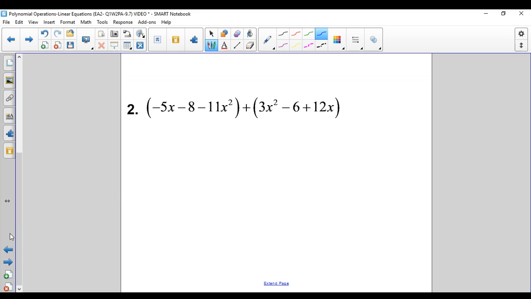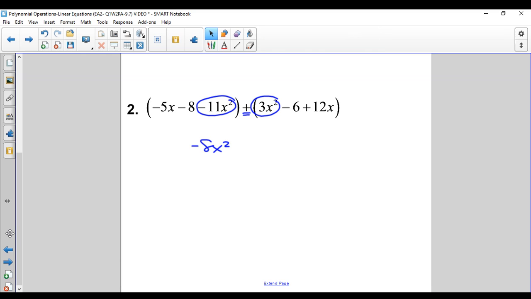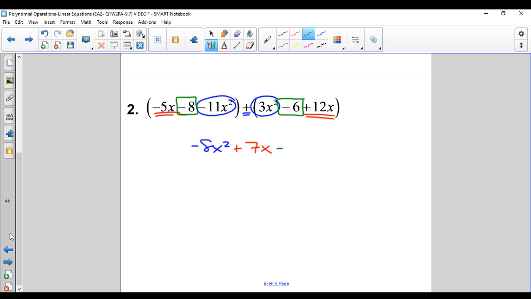Sometimes they're out of order. It's the same thing. If we're going in descending order, I always just start with the largest exponent. In this case, it's the square again. We're adding, so the parentheses don't really mean anything. We have negative 11x squared plus 3x squared. So it's negative 8x squared. And we move on to x after that. Negative 5x plus 12x is 7x. And then we finish out with the constants. Negative 8 minus 6, and negative becoming more negative. So it's negative 14.